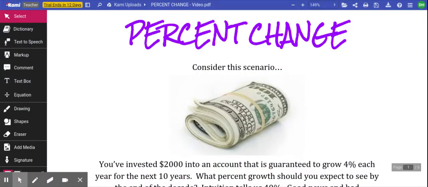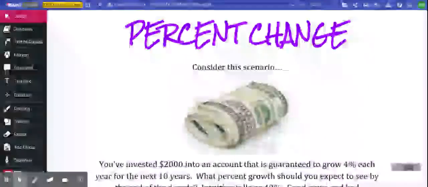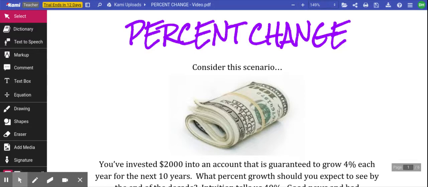Hey, are you ready to tackle some percent change tonight? I hope you're ready to rock and roll. We've been building up and building up and building up. We've been working really hard on all the properties of our exponents.